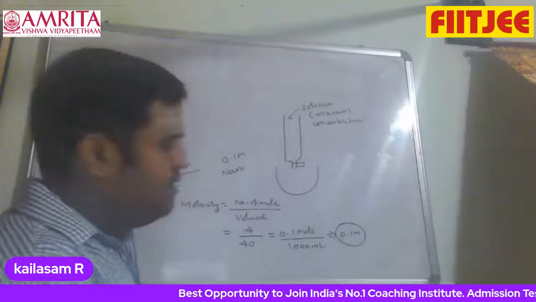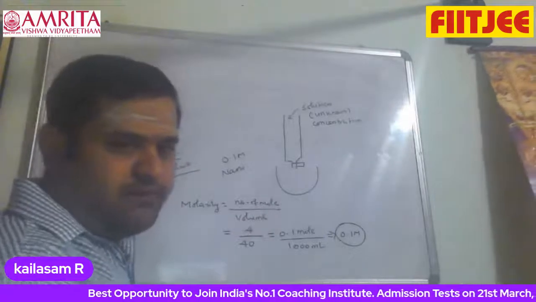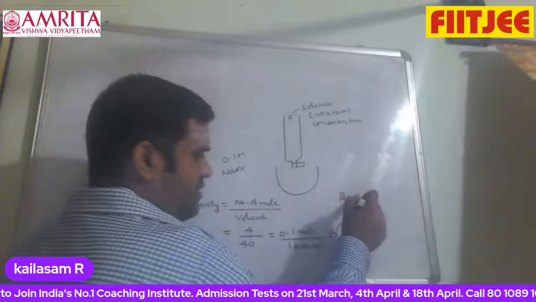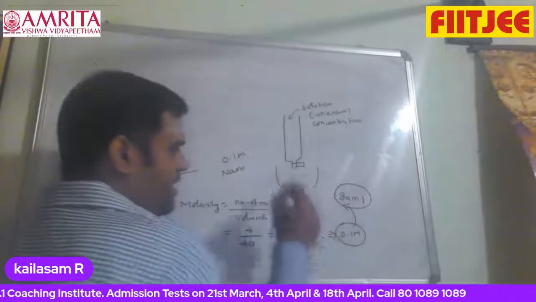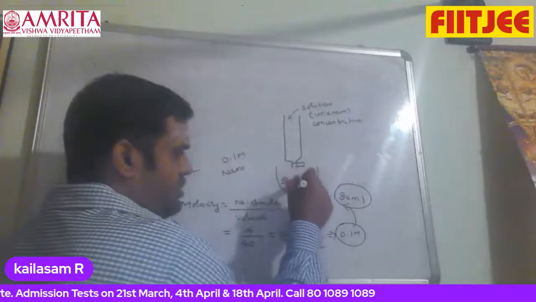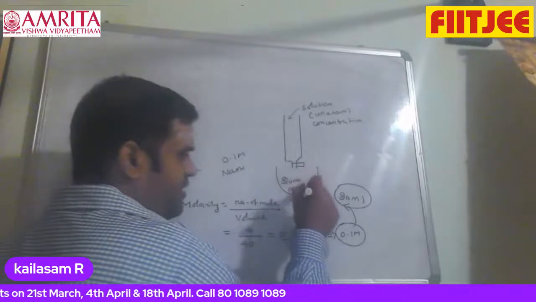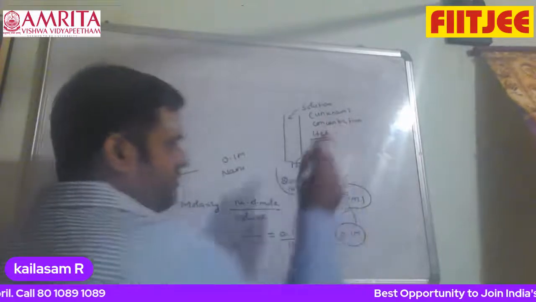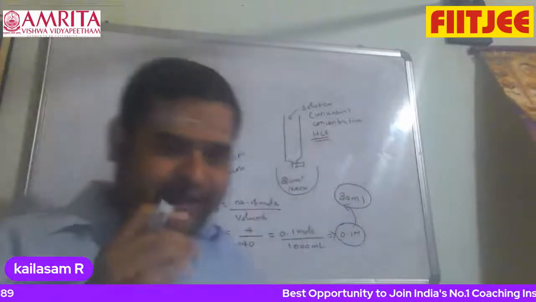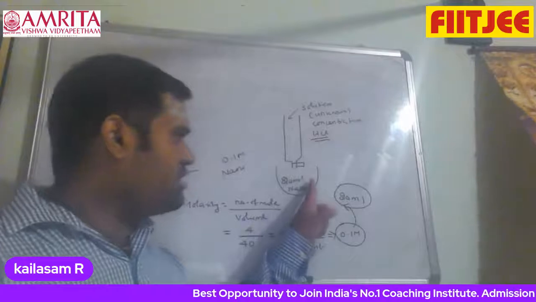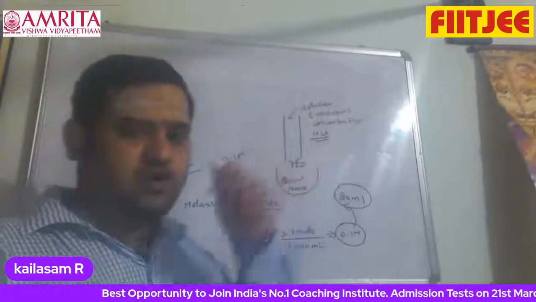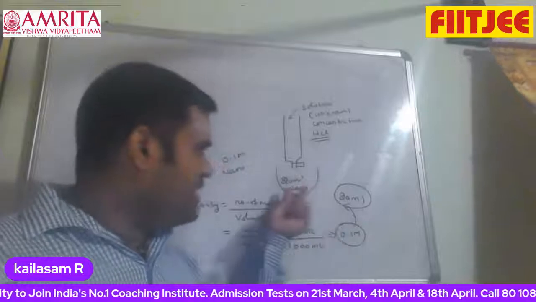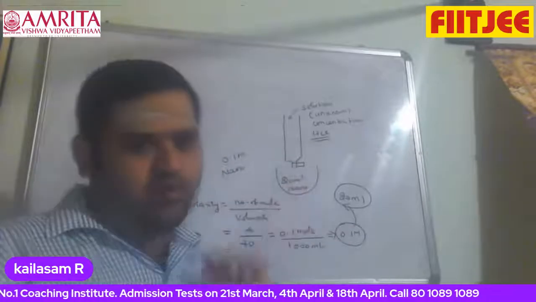From this 0.1 molar, you are taking 20 ml. I am adding 20 ml of NaOH here. Here I am going to use hydrochloric acid. That means what is titration? Titration means from known concentration finding the strength of an unknown solution. I know the concentration: 20 ml of sodium hydroxide is 0.1 molar.